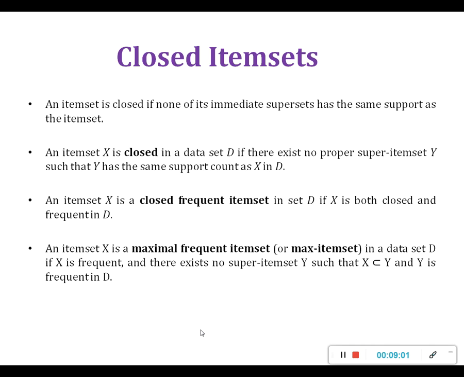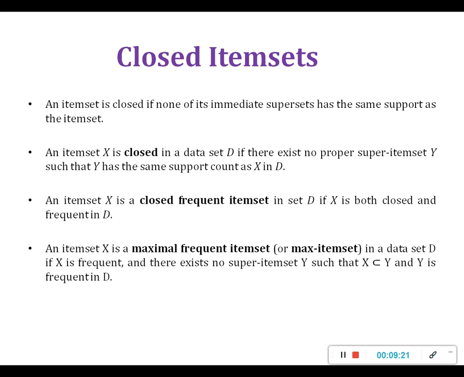And an item set X is a maximal frequent item set. Now the new term is maximal item set, max item set, or you can say the maximal frequent item set. So X will be said to be a maximal frequent item set in a data set D, where we have assumed that my data set is D.